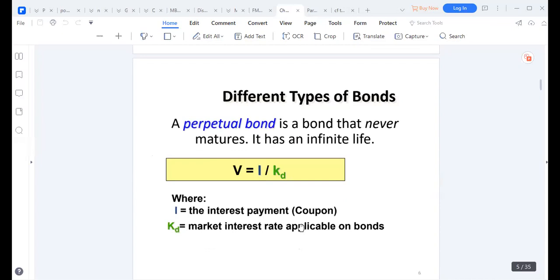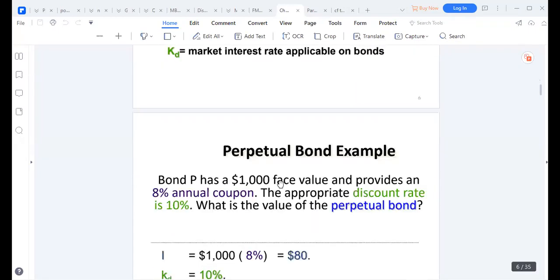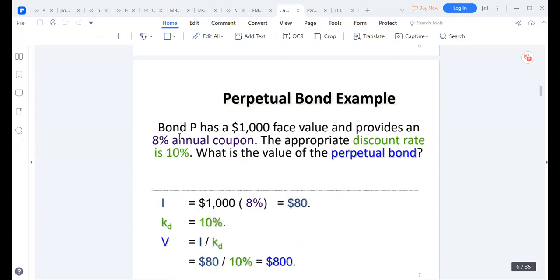So these bonds have different types. We have a perpetual bond, which is a bond that never matures. It's given by capital I over KD. An example: we have a perpetual bond with 1,000 face value that provides an 8% annual coupon. The appropriate discount rate is 10%.